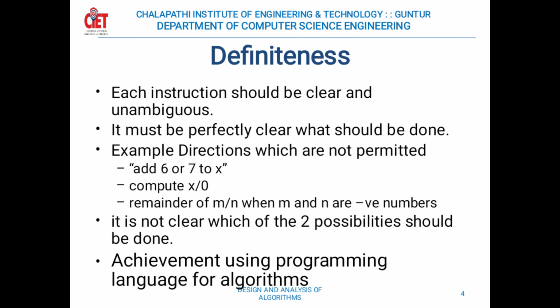Definiteness is achieved by implementing the algorithm in any programming language, because all the programming languages must have unambiguous instructions. An instruction implemented in any programming language must have clarity and be unambiguous. That's why definiteness is achieved by implementing the algorithm in any one of the programming languages.